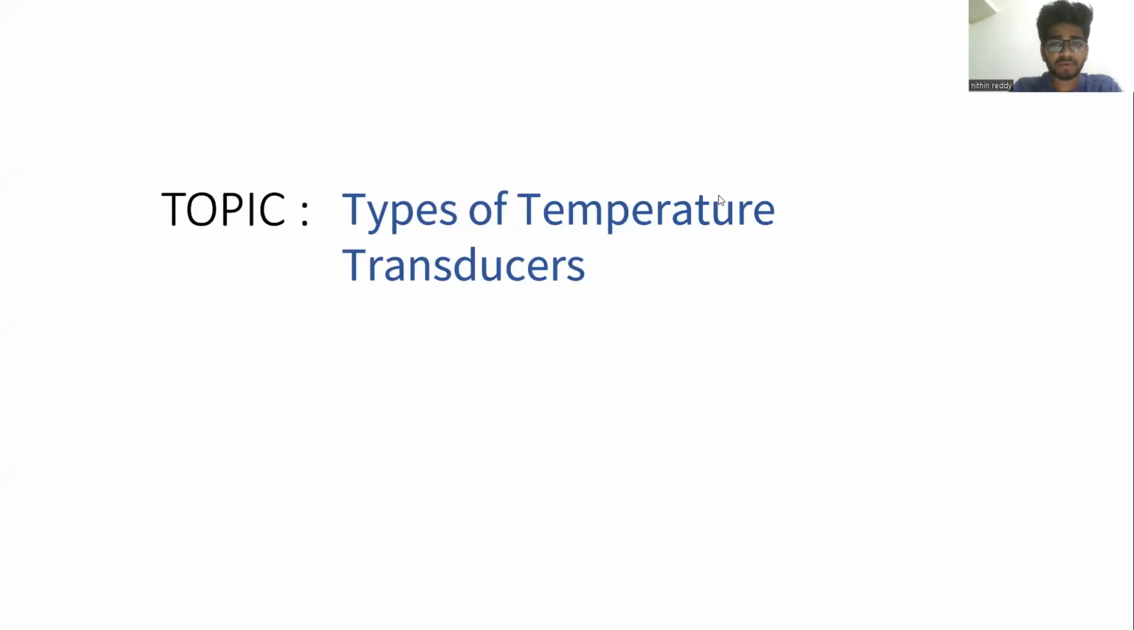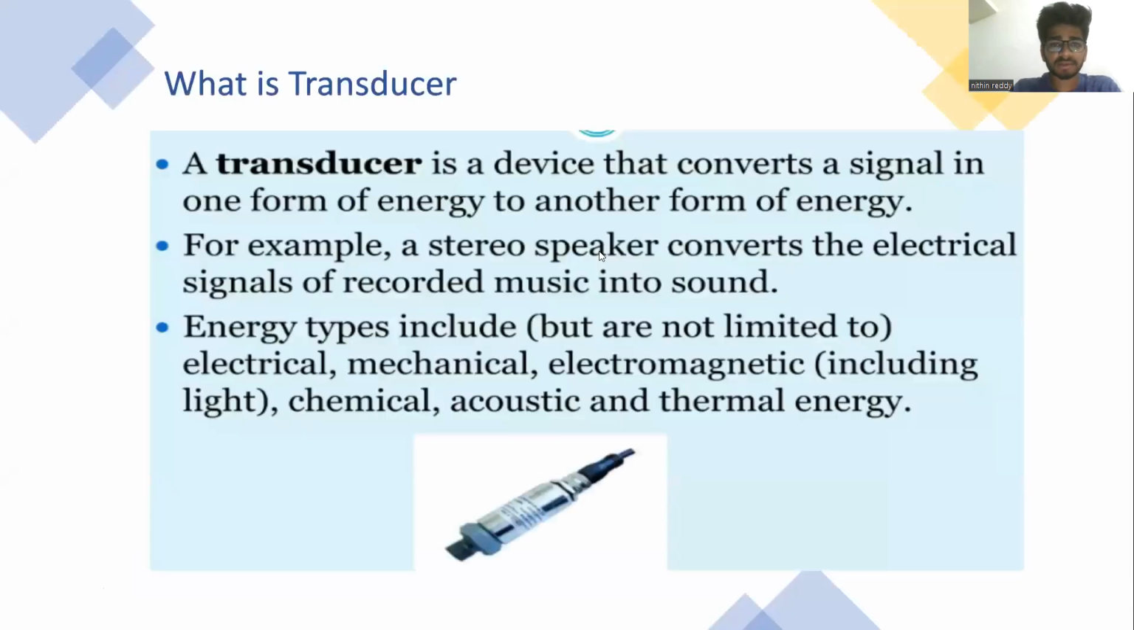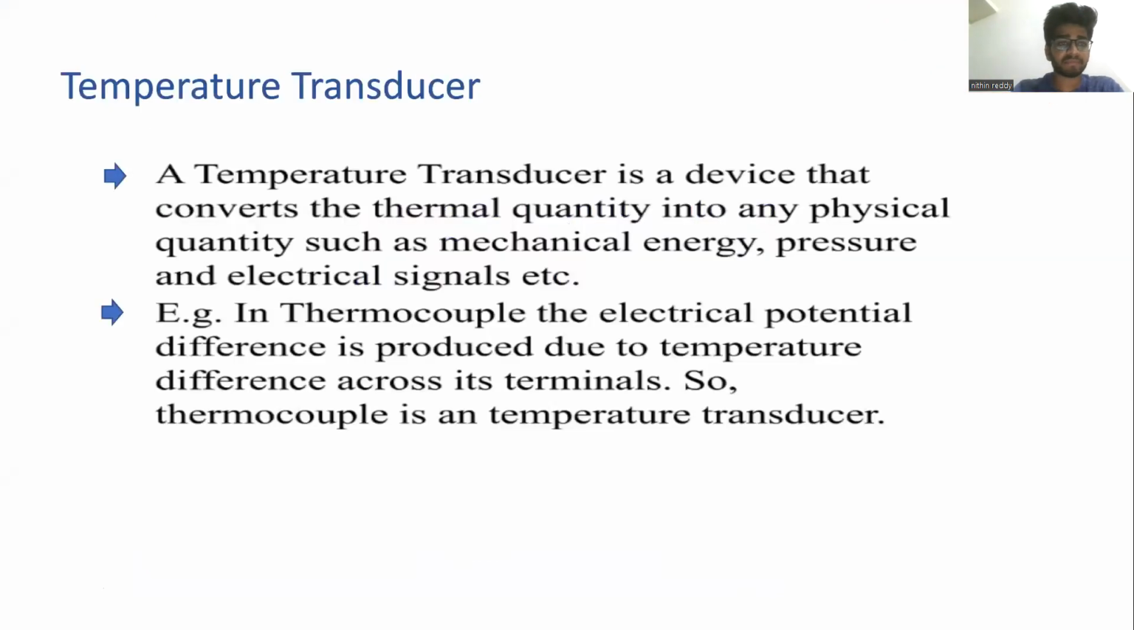Topic is types of temperature transducer. A transducer is a device that converts a signal in one form of energy to another form of energy. For example, a stereo speaker converts the electrical signals of recorded music into sound. Energy types include electrical, mechanical, electromagnetic, chemical, acoustic, and thermal energy.